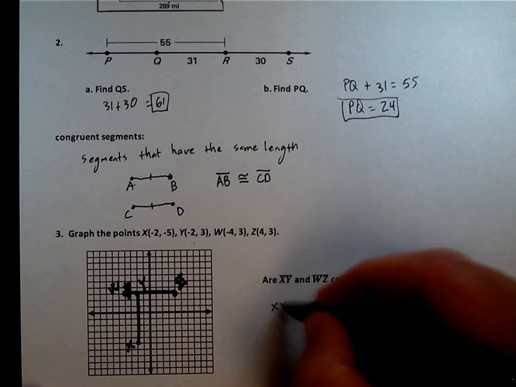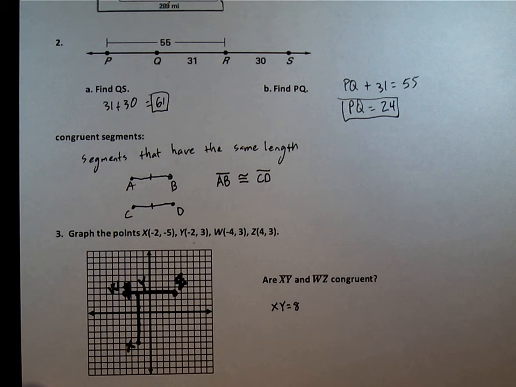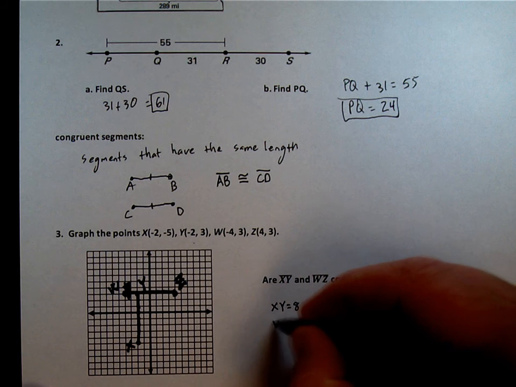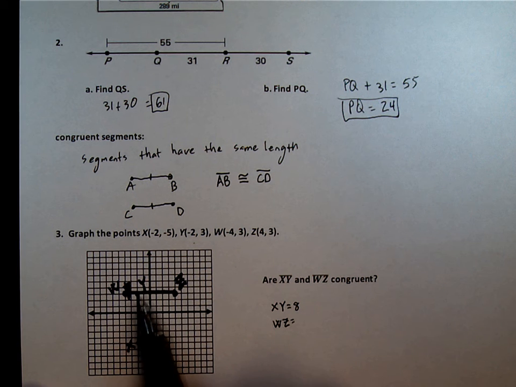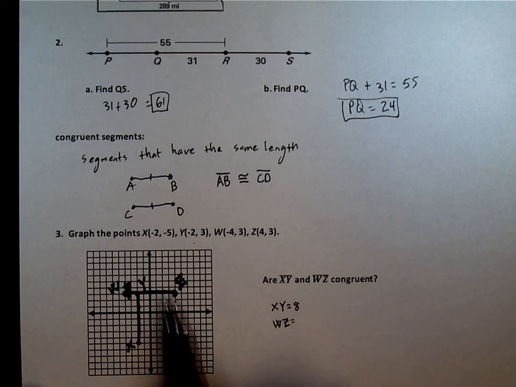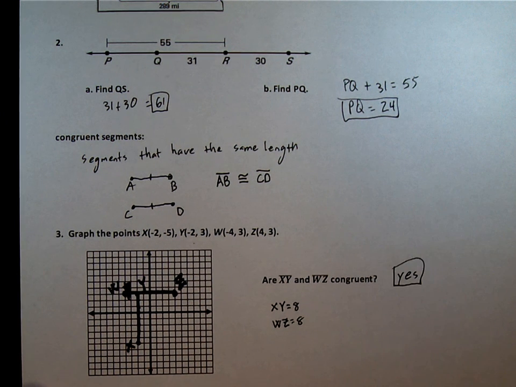XY is 8 units. I'm talking about its length, so I don't put the segment line above it. So I can just say XY equals 8, so I can mark that down. Now let's see what WZ is. How long is it? 1, 2, 3, 4, 5, 6, 7, 8. Also, they both have the same length, therefore they're congruent. So we can just answer the question, yes.